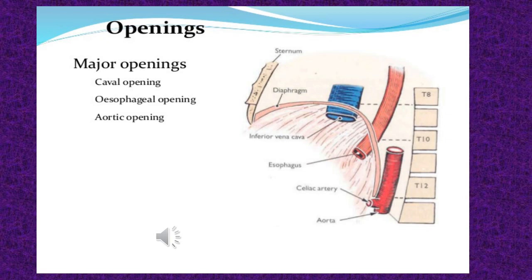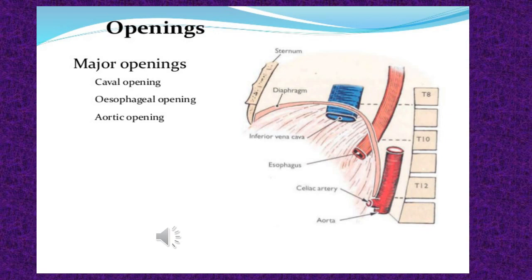One is the vena cava opening, the second is the esophageal opening, and the third is the aortic opening. Taking the vertebral level, the inferior vena cava opening is at the level of the 8th thoracic vertebra. The esophageal opening is at the level of the 10th thoracic vertebra, and the aortic opening is at the level of the 12th thoracic vertebra. So, IOA: 8, 10, 12. Like that you can remember the levels of the major openings in the diaphragm.